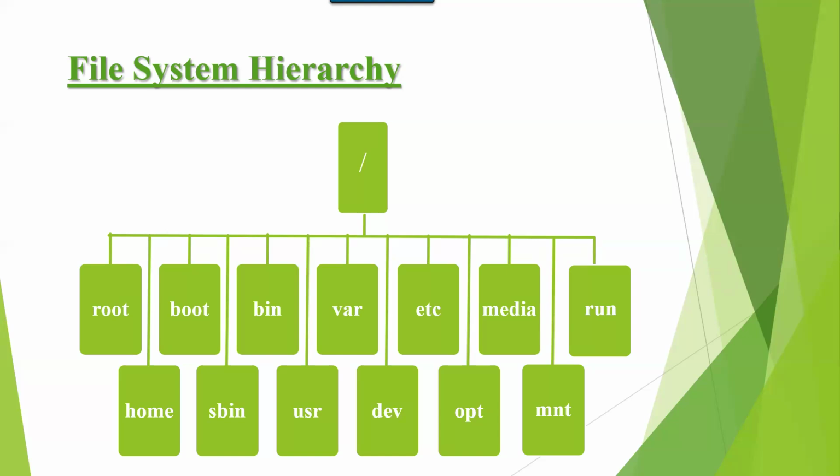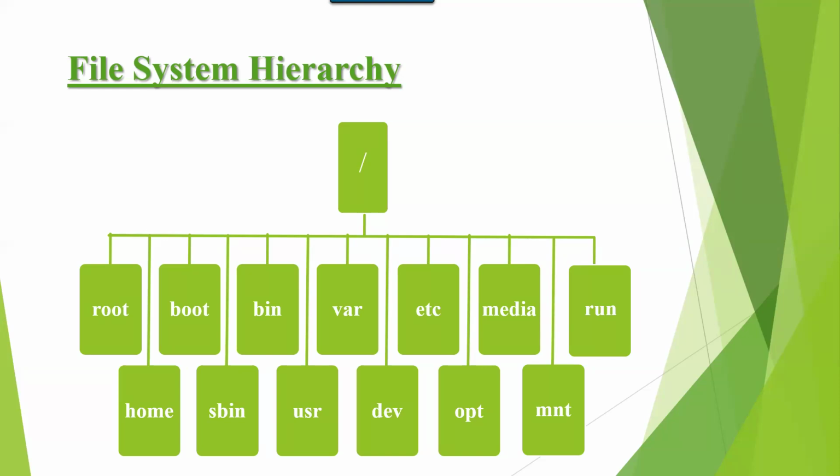Var contains system log files, variable files. It is similar to task manager. And dev contains devices information. Devices means partitions. In Windows we call it partition, in Linux we call it device. So dev contains devices information. etc contains configuration files. Linux works with configuration files, right? So those configuration files are stored under etc. OPT contains optional applications, applications which we install manually. Those applications are stored under OPT.